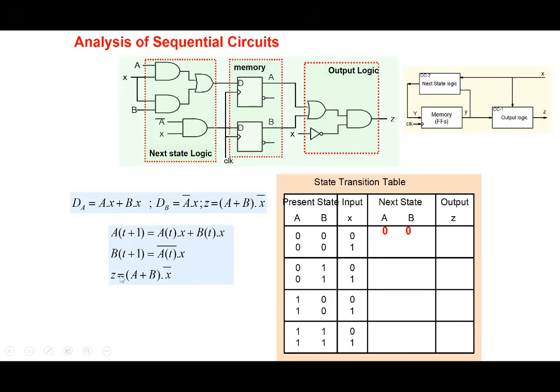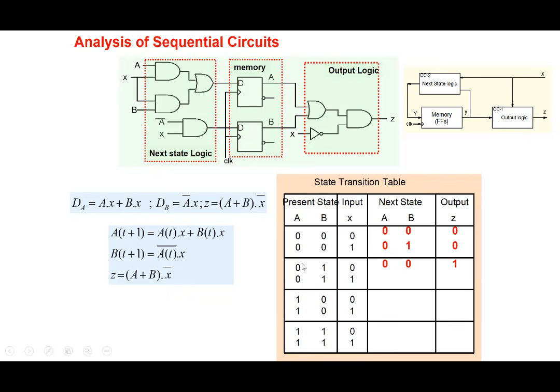What is the corresponding output? Output is Z equal to A plus B. A is 0, OR with B is 0, so Z is equal to 0. Now, if the present state is 0 0, and the input X is equal to 1, again we can use these equations to find out what happens. We'll not go into the details here. You can see that A will be 0 and B will be 1 and Z equal to 0. This means if the system is in present state 0 0 and input X comes in as 1, then the system will go to the next state 0 1, and the output will be 0. Like that, we can fill it up for each combination.